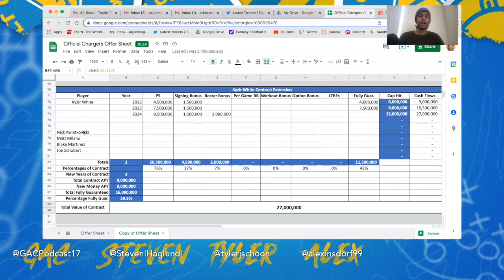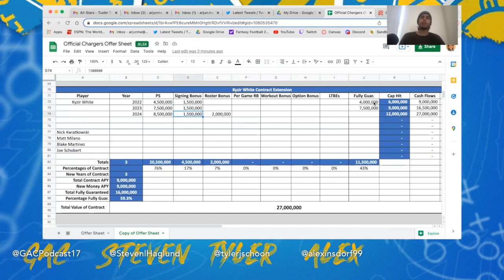So the players for Kaiser White that I think he falls in that range: Nick Kwiatkowski for the Raiders, Matt Milano for the Bills, and Milano is the one I think Kaiser comes closest to, in my opinion. Blake Martinez for the Giants, and Joe Schobert, who signed with the Jags and got traded to the Steelers. Martinez and Schobert are a little bit on the higher end, but I think we can comp them to Kaiser. But essentially, this deal was based on Milano and Kwiatkowski. So a low, prorateable signing bonus, 1.5 mil.